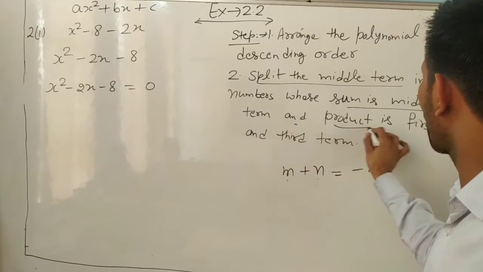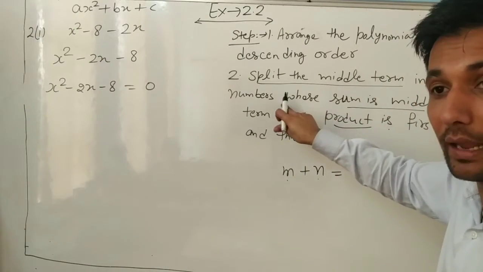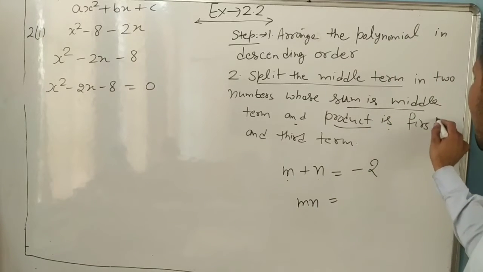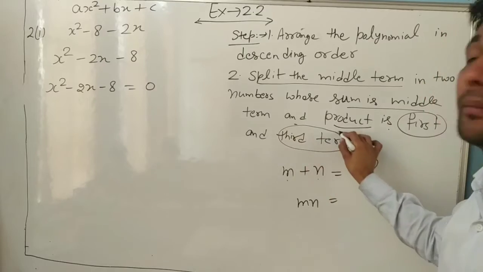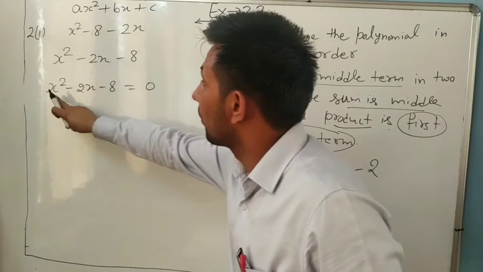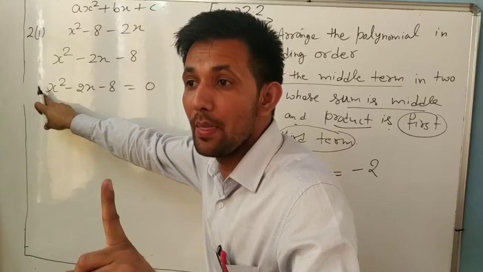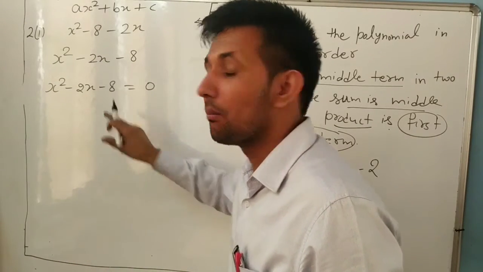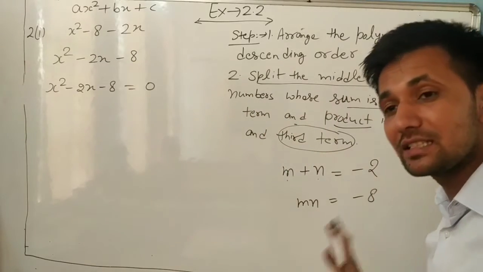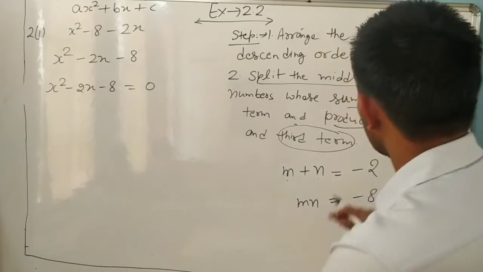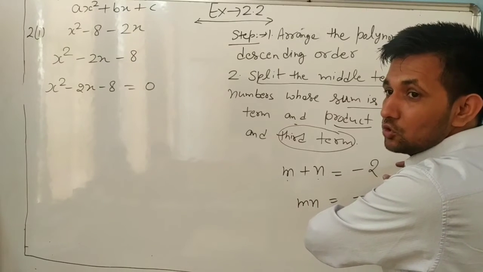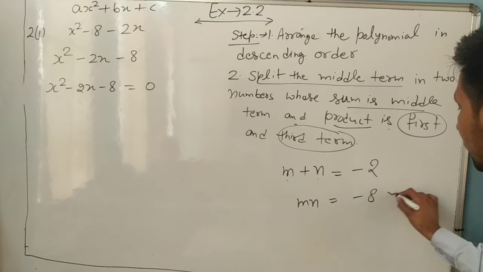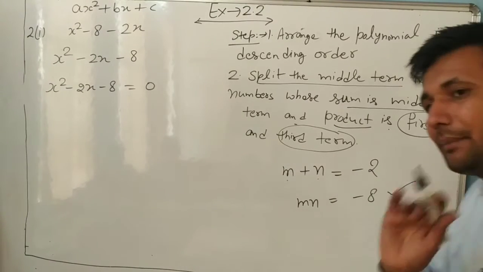And the product of these two numbers, m into n, is the first and third term. First is the coefficient of x square, 1, and the third is minus 8. 1 into minus 8, minus 8. Understand? So you have two methods. First, you can think of two numbers whose sum is minus 2 and product is minus 8. But it is very difficult. So always try to take the product of the numbers. It is very simple.